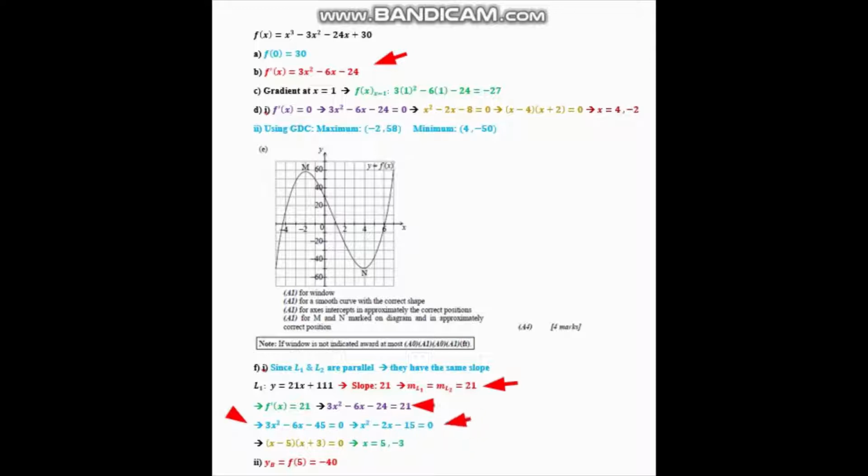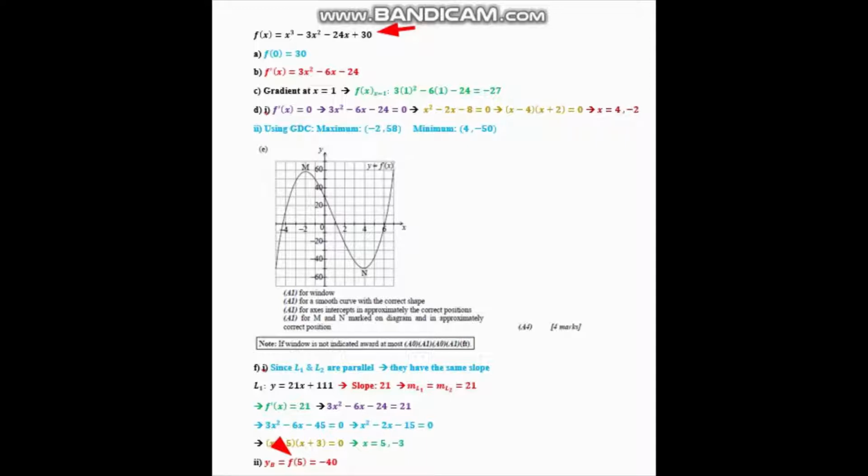Here I divided everything by 3 to get this equation, and then I factorized, and your answer is 5 and -3. So since A comes before B, the x coordinate of A is -3 and the x coordinate of B is 5. Finally, I want to get the y coordinate of B. This is simply done by plugging the 5 into the original function and getting the value of y.